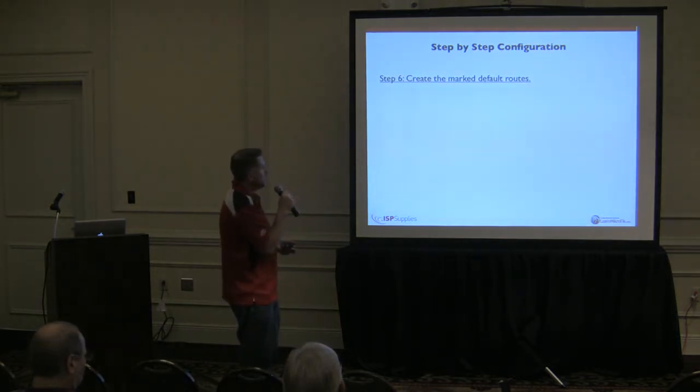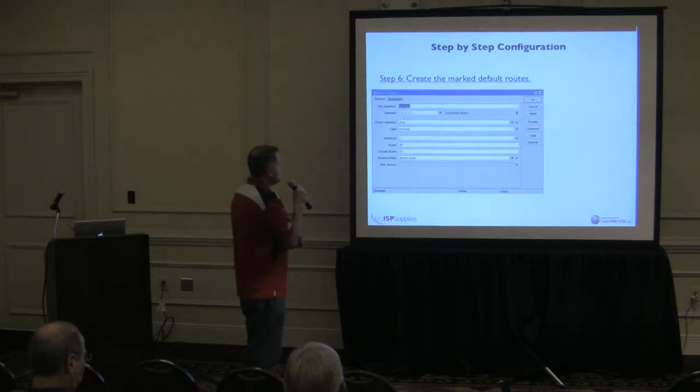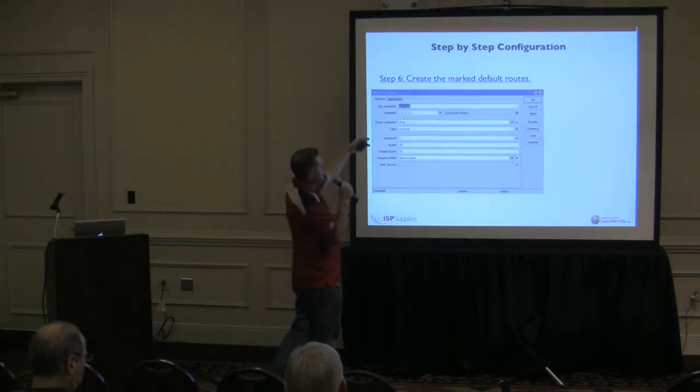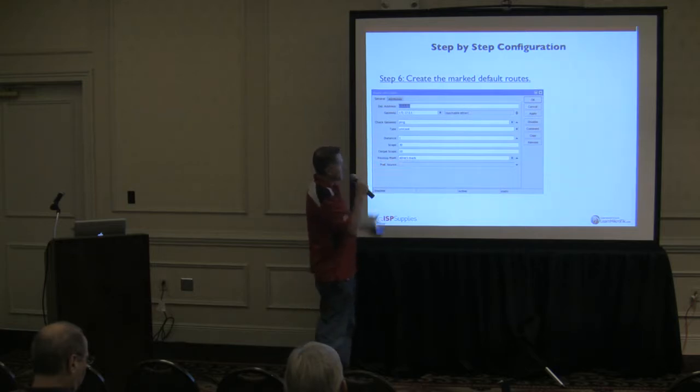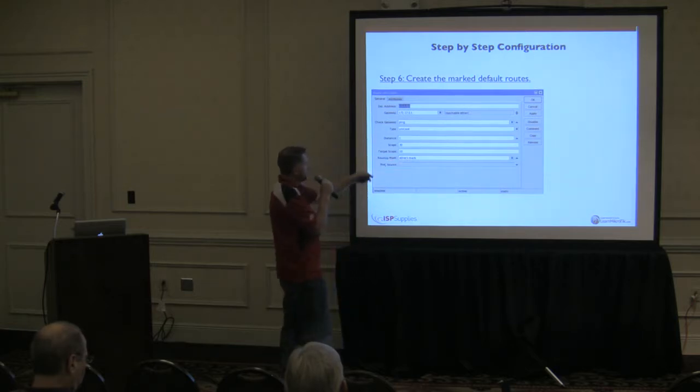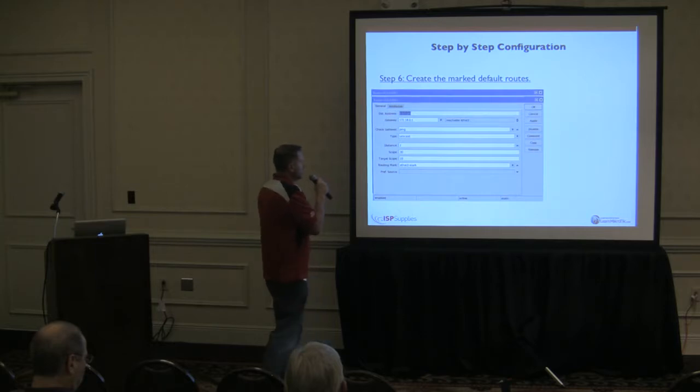Step 6 is create the marked default routes. Again, we can just copy the routes that we created previously with the addition of adding the routing mark. Either 1, either 2, and either 3.